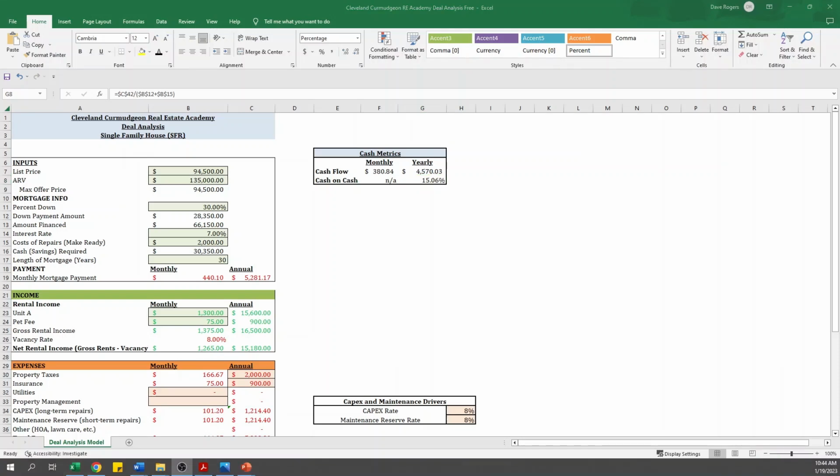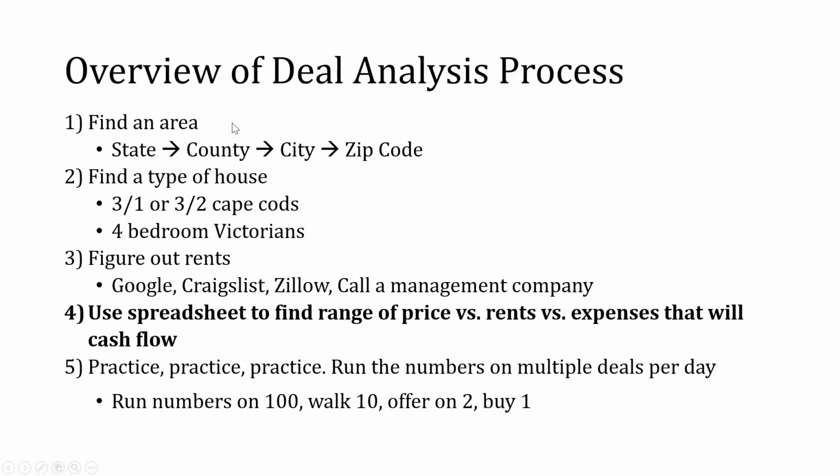And finally, let's take a second to review the process. Step one, we found an area. I used zip code. Step two, we found a type of house. I used a 3-1 Cape Cod. Step three, we figured out our rents. I started with 1,200 and then we adjusted upwards. And four is where the bulk of our time was spent. We used the spreadsheet to find the price, and then we adjusted our rents. Then based on the price and the rents, we adjusted our expenses and our CAPEX and maintenance in order to get to a nice cash flow number and a nice cash on cash return number.